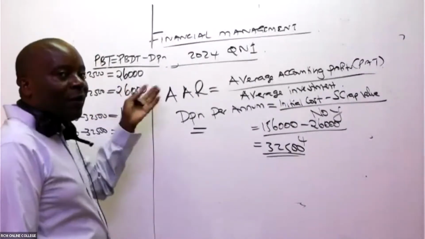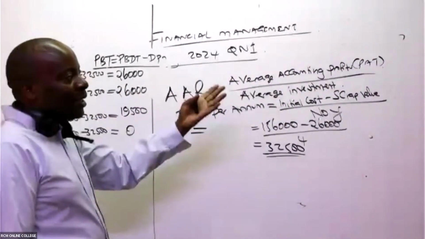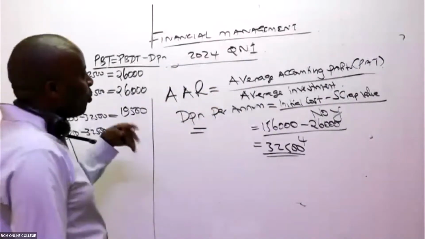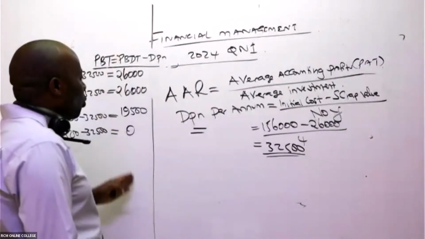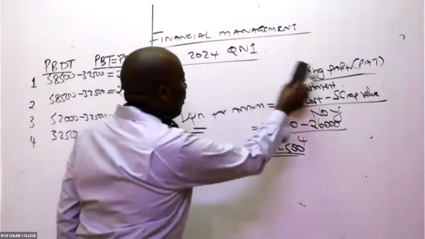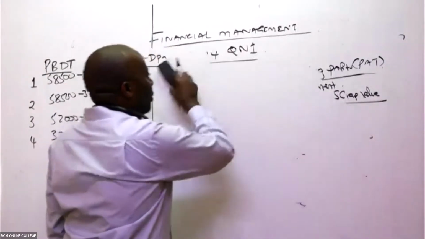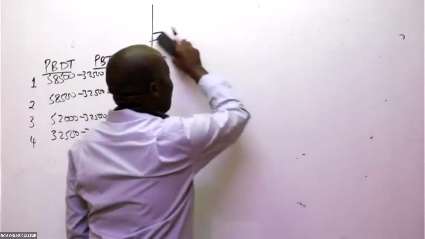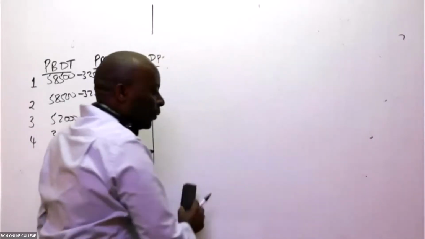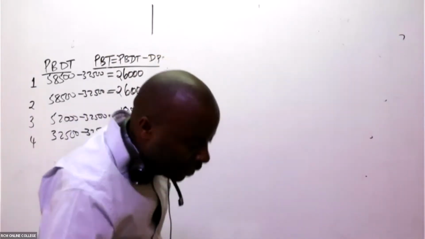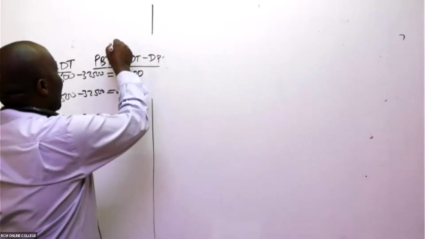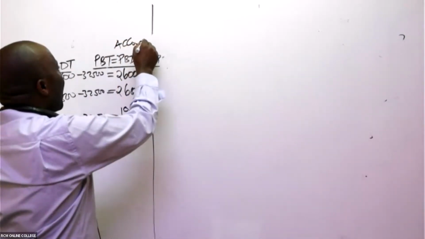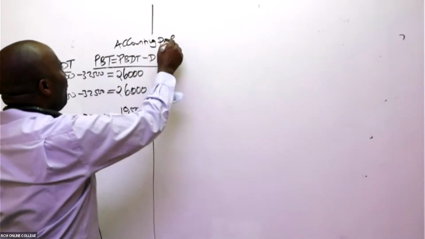If we had tax, we would have adjusted tax to get PAT. But the rate of tax here was not provided. So this is what we shall use as our accounting profits.